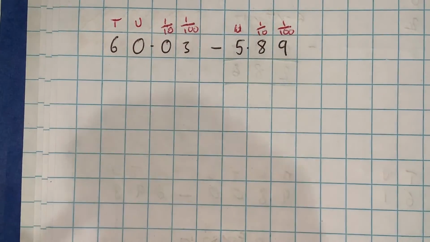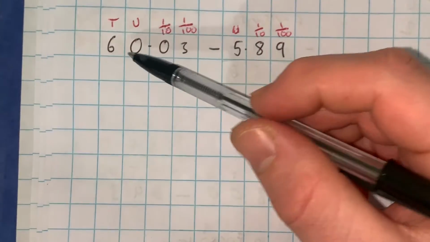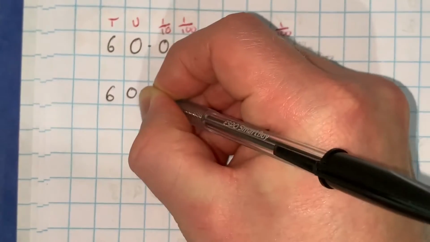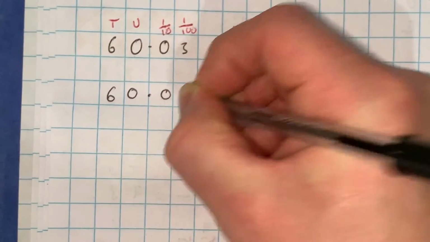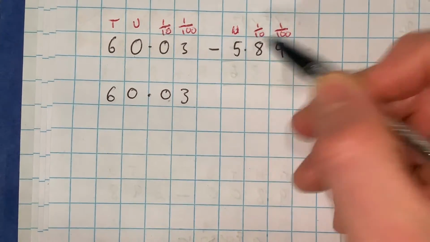Okay, so one more. As you can see, I've already put in my place value. Hopefully we all understand that I got 6 tens there and no units. So I'm going to write that number first, 60.03, 0 tenths and 3 hundredths. Remember, it's really important you line up your decimal point.